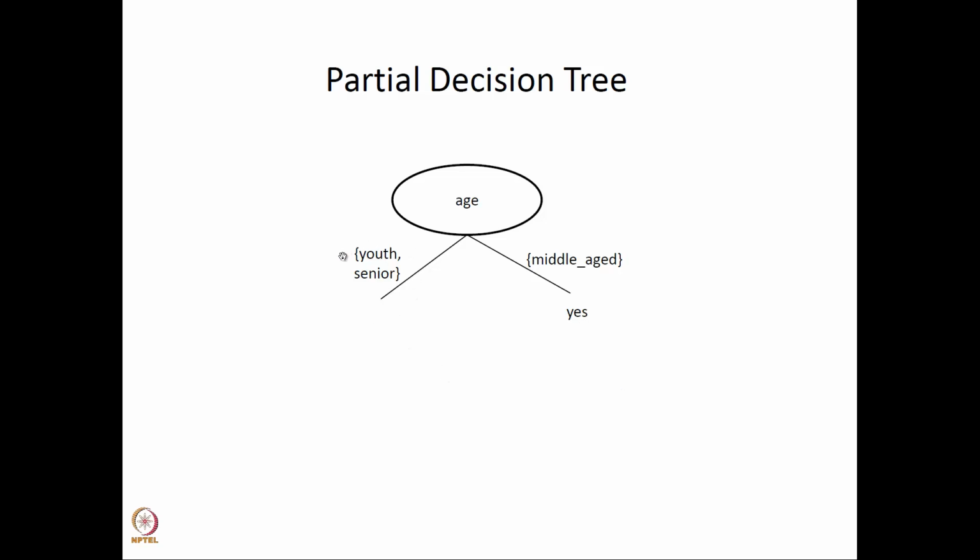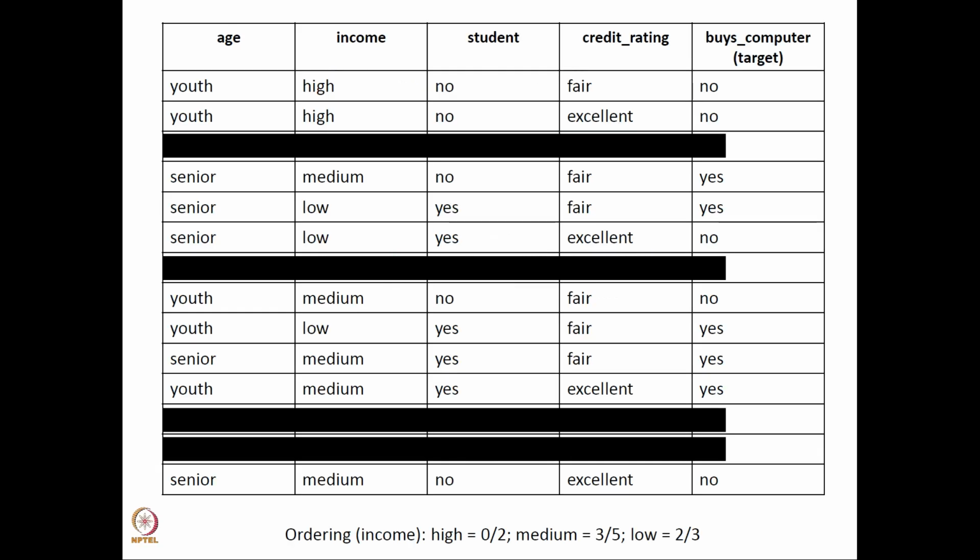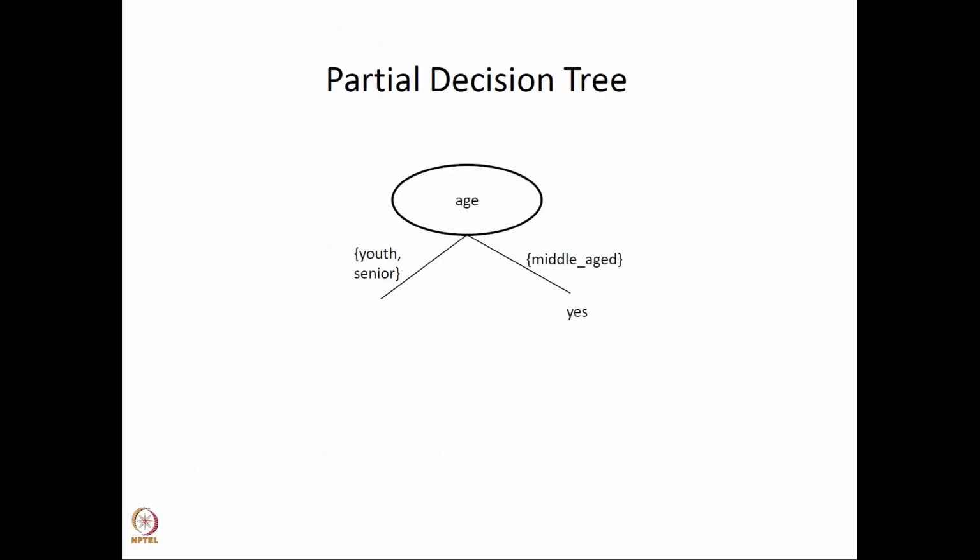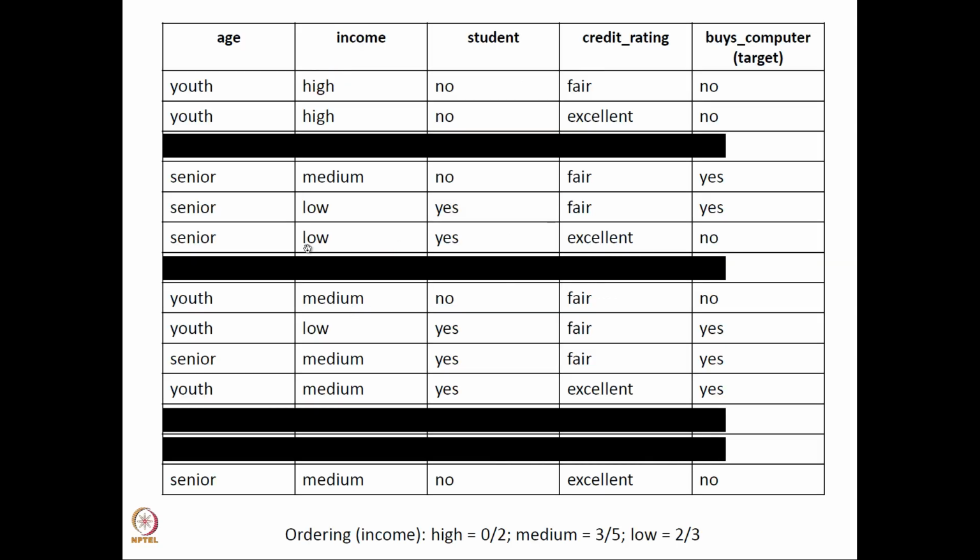Thus, now we focus on the branch where age equals youth or senior. So again, from previous experience, we know that to grow the tree along this branch, we need to consider only observations where age is youth or senior. Thus we have disregarded all observations where age equals middle-aged. Now we repeat the same process. We have already consumed the attribute age. We have three remaining attributes.